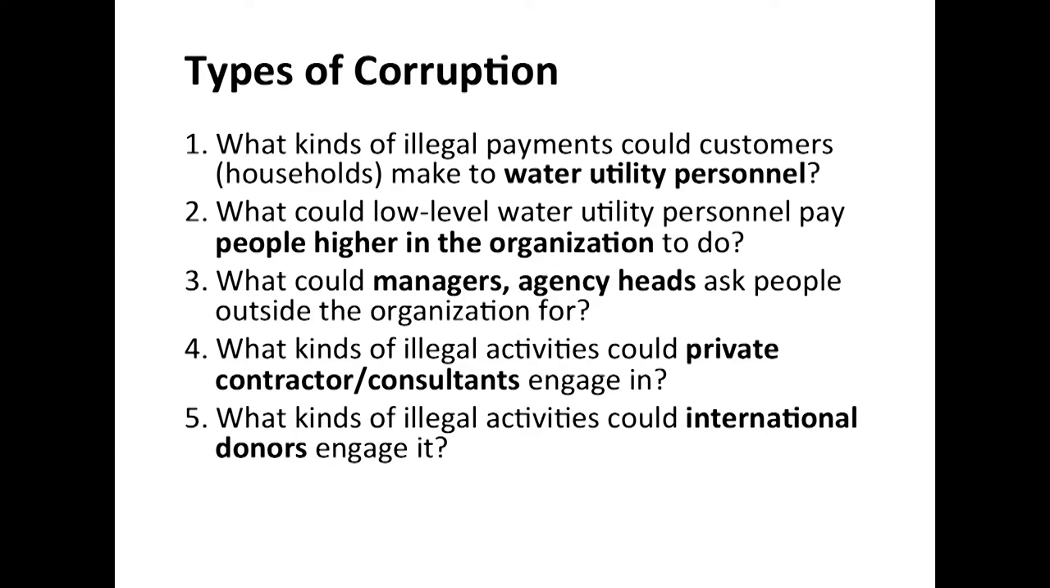At the bottom of the chain, customers make illegal payments to low-level water utility personnel. On the next step up the chain, low-level water utility personnel make payments to people higher up in the organization. On the third rung of the chain, managers and agency heads solicit payments from people outside the organization. Then, on the fourth rung are the linkages between the organization and illegal activities of private contractors and consultants. The fifth link is between the private contractors and consultants and international donors. Professor Davis's paper examines the first four links in detail.